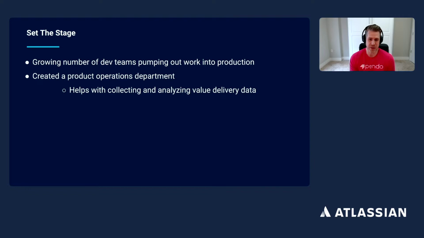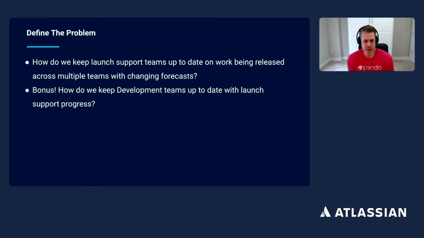So we've got a lot of other people supporting that work. We've got product marketing and sales, making sure that people are aware that there are customers in the pipeline to realize the value of the work the engineering department has been doing. In our case, we created a product operations department to help with collecting and analyzing the value delivery, making sure that customers are getting the intended value out of our new products. Product operations does a lot of stuff, but that's what we're going to be focusing on for our use case today.